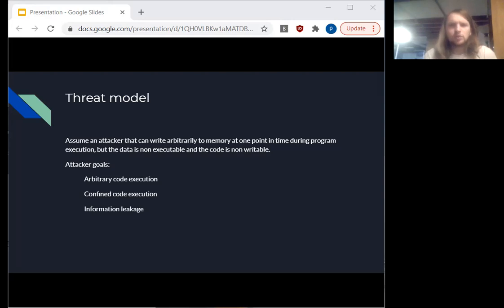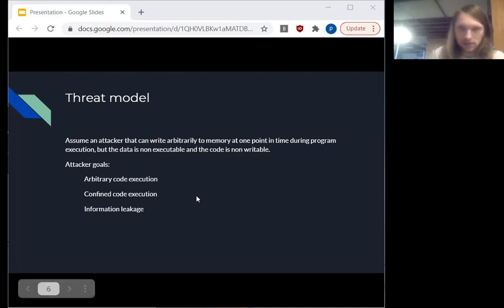As well as attacker goals being arbitrary code execution, where they're able to do anything in the context of the program and execute whatever they want and call whatever system calls they want with the full permissions of the program. Confined code execution, where they're able to do anything within the address space of the program, but maybe are not able to use all of the system calls available to the program. And then the weakest attack, or the easiest attack, I guess you could say, is information leakage, where we simply allow certain values or certain data to be made available to the attacker.